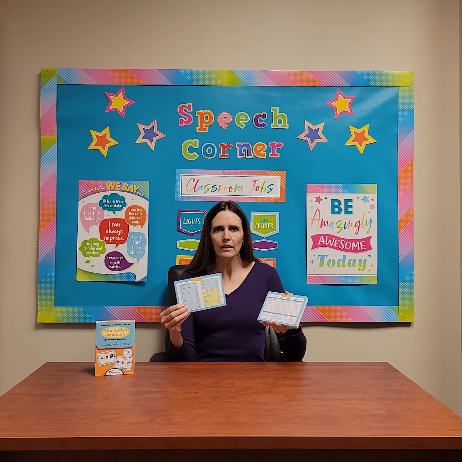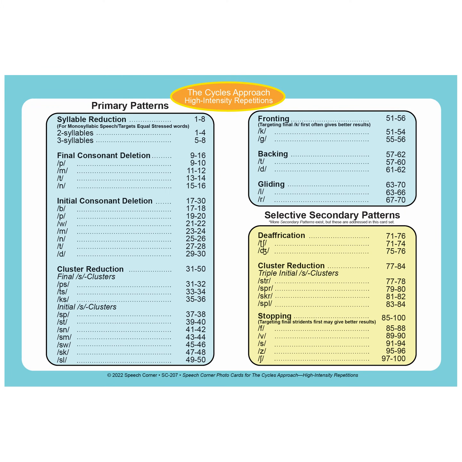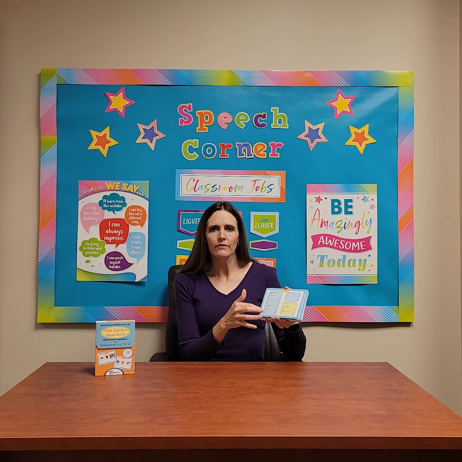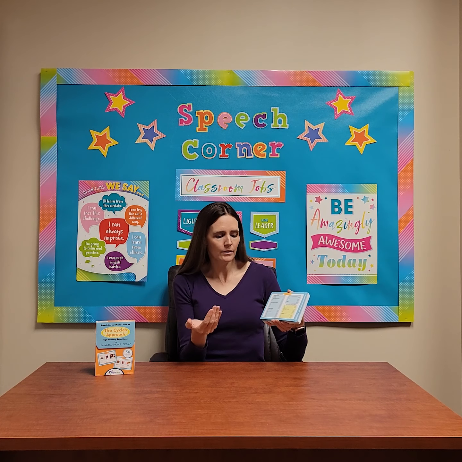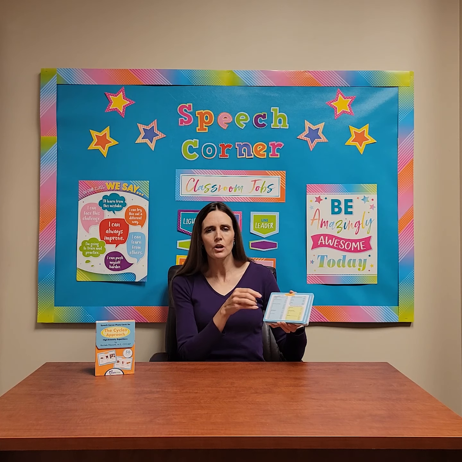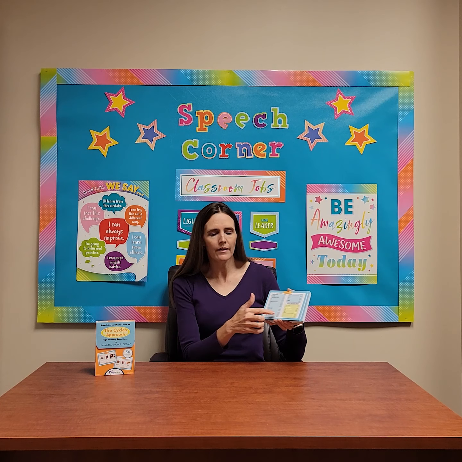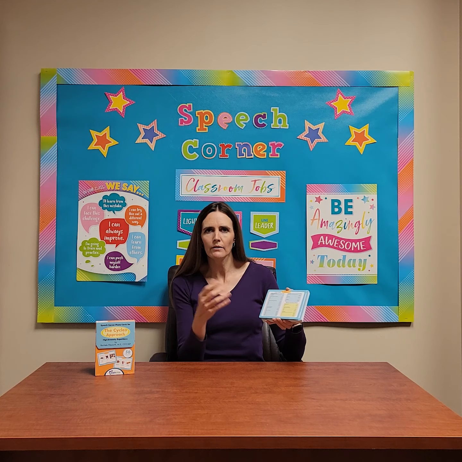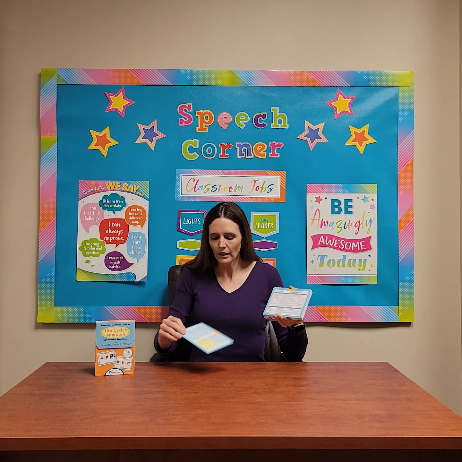The first content card you're going to see is the table of contents. It's going to list all the primary patterns and then some selected secondary patterns, but just a selective few. And it's going to give not only the pattern, like syllable reduction, final constellation, initial constellation, cluster reduction, but within those it will tell you the phonemes that it's targeting and the card numbers so that you can retrieve quickly the cards that you need.